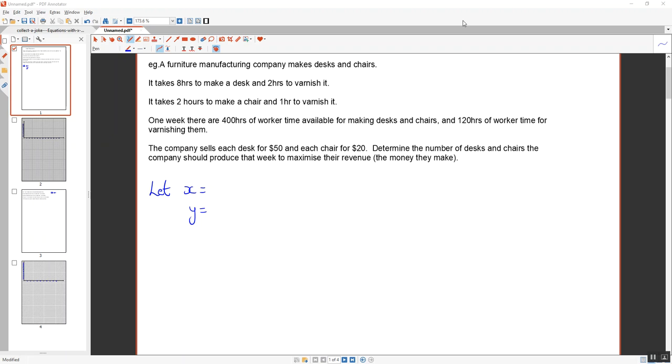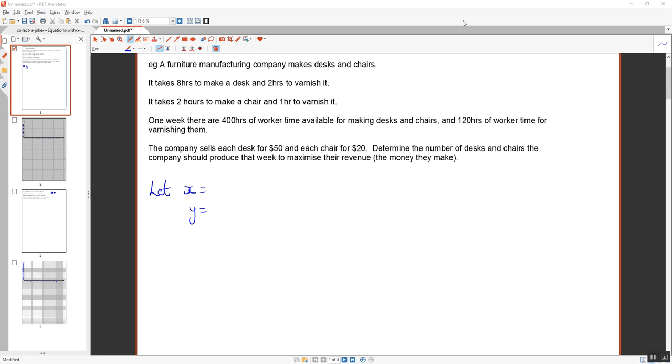Okay. And we're told that in 1 week there are 400 hours of working time to make desks and 120 hours of working time to varnish them. Okay, so that is all the information that we need to set up our inequalities. We're then told some information about how much they can sell these for, and what we have to determine is the number of desks and chairs the company should produce in order to maximize their revenue. Revenue is just how much money they're going to make.